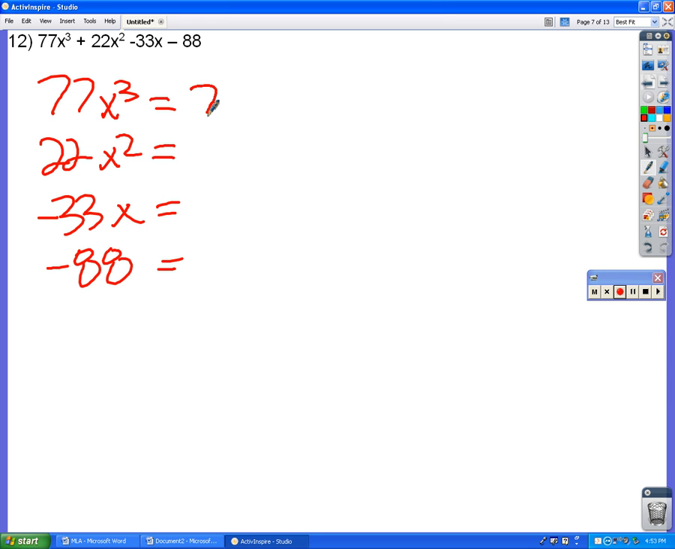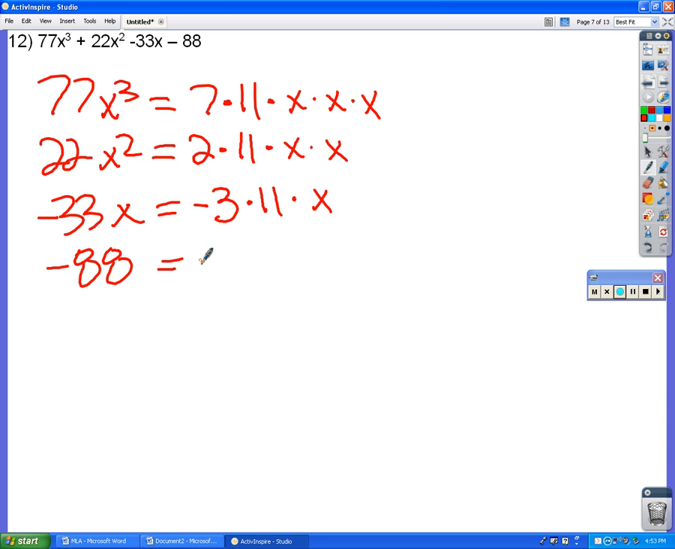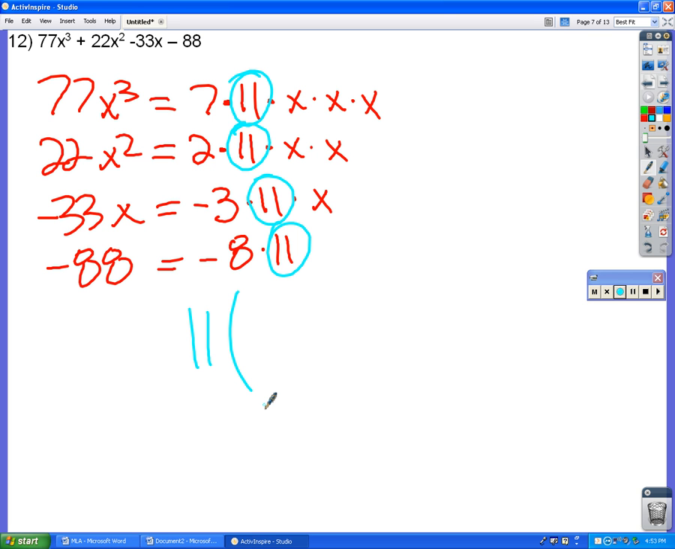So 77 just breaks down into 7 times 11, and then x cubed is, of course, x times x times x. 22 is 2 times 11, and then x times x. Negative 33 is going to be negative 3 times 11, and then just 1x. And then negative 88 is going to be negative 8 times 11 and no x's at all. And so the only thing that all 4 of these share is an 11. So that's the only thing that I can factor out of all of them.